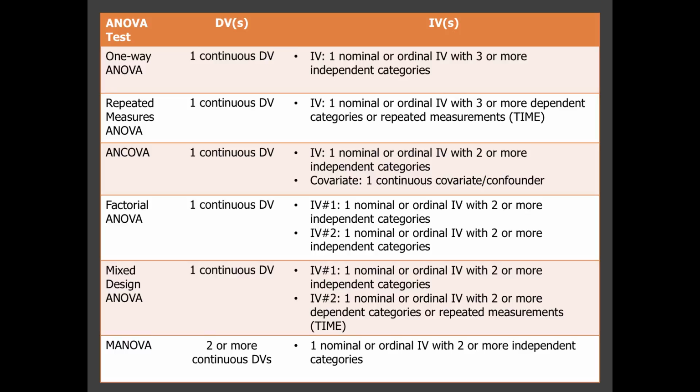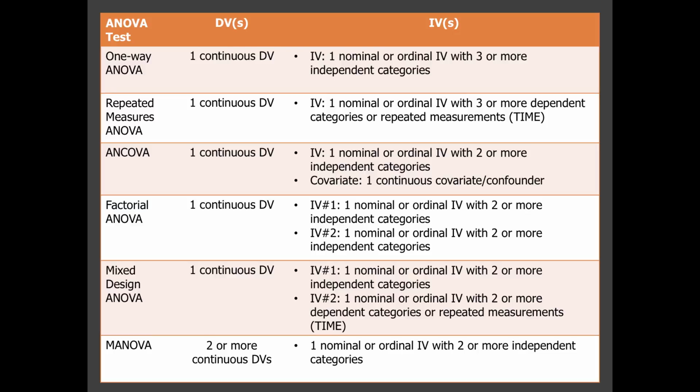We've talked about independent t-tests and paired t-tests. Now, if your DV is continuous and you have 3 or more categories that are independent, you would use a one-way ANOVA, which we just talked about. If your DV is continuous, you have 3 or more categories and they're paired or dependent on one another, aka 3 time points, you would use a repeated measures ANOVA.